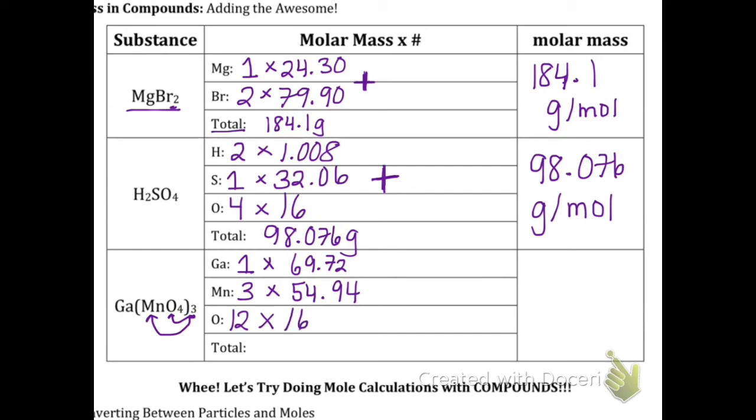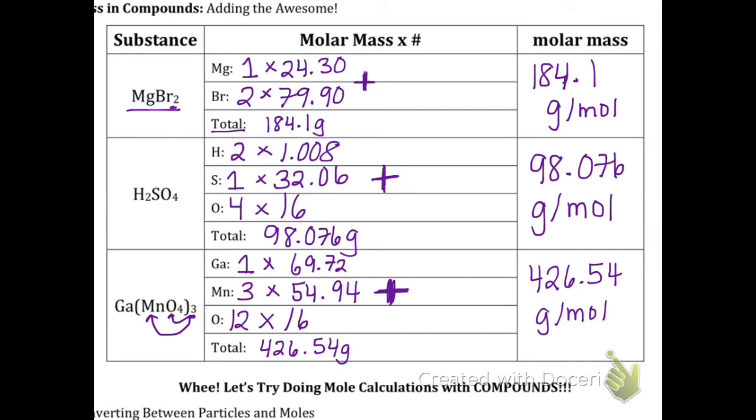Okay, that's a lot of numbers to multiply. So 1 times that, 3 times that, 12 times 16. And you're going to add it all up together to get what number. So hopefully you figure it out first and then double check with me to make sure you're doing it right. 426.54 grams. If we want to write it out properly, it would be 426.54 grams per mole. Okay, perfect. So now we know how to calculate the mass of a compound.